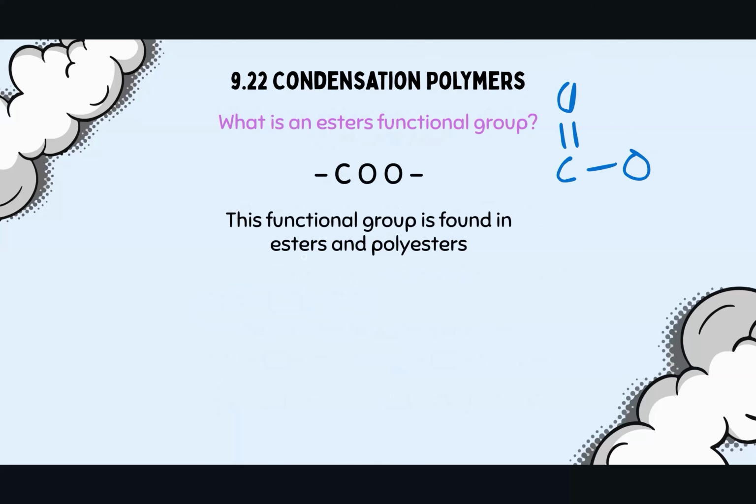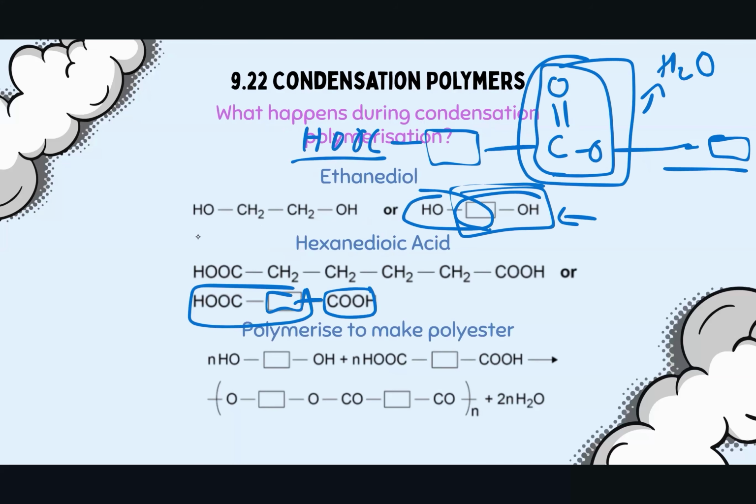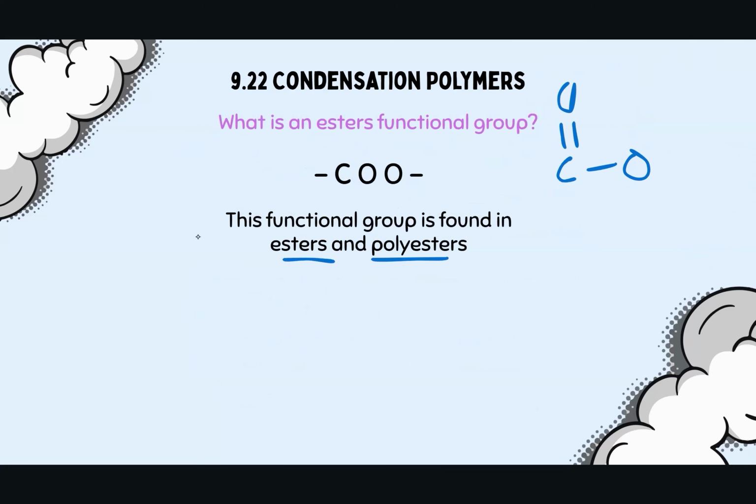So the functional group is found in esters and polyesters. Polyester just means lots and lots of esters joined to each other. Because over here you've got COOH, so that means in theory you can attach that to another OH and do the same thing. Remove the H2O and it joins to another group. On this side here we had another OH, so that could react with another COOH to lose another water. Polyester just means lots and lots of esters joined to each other.